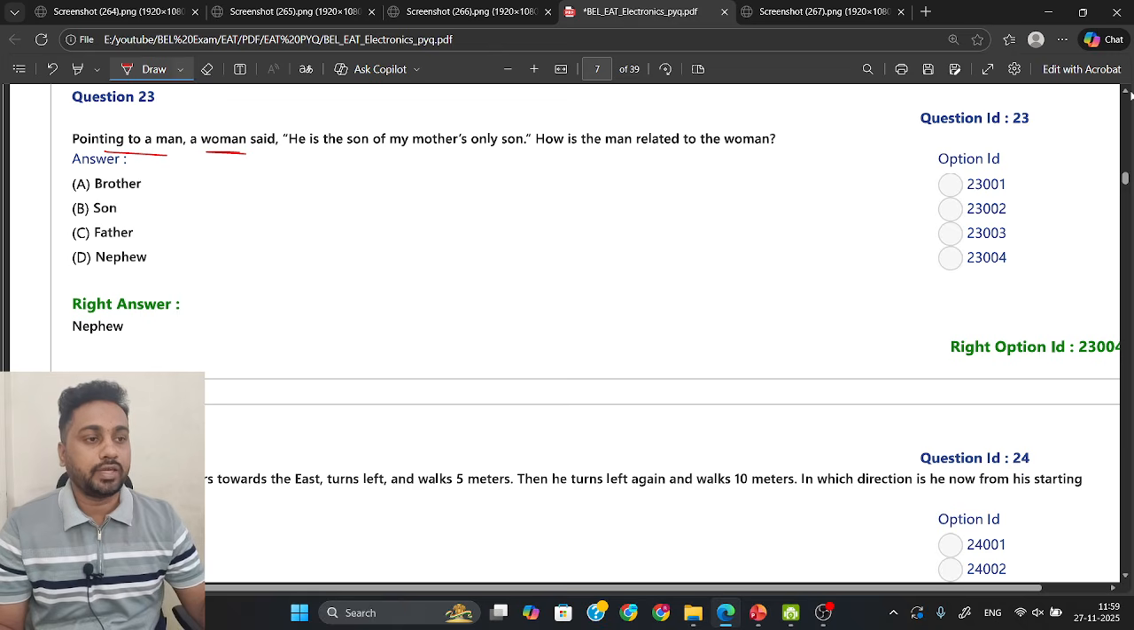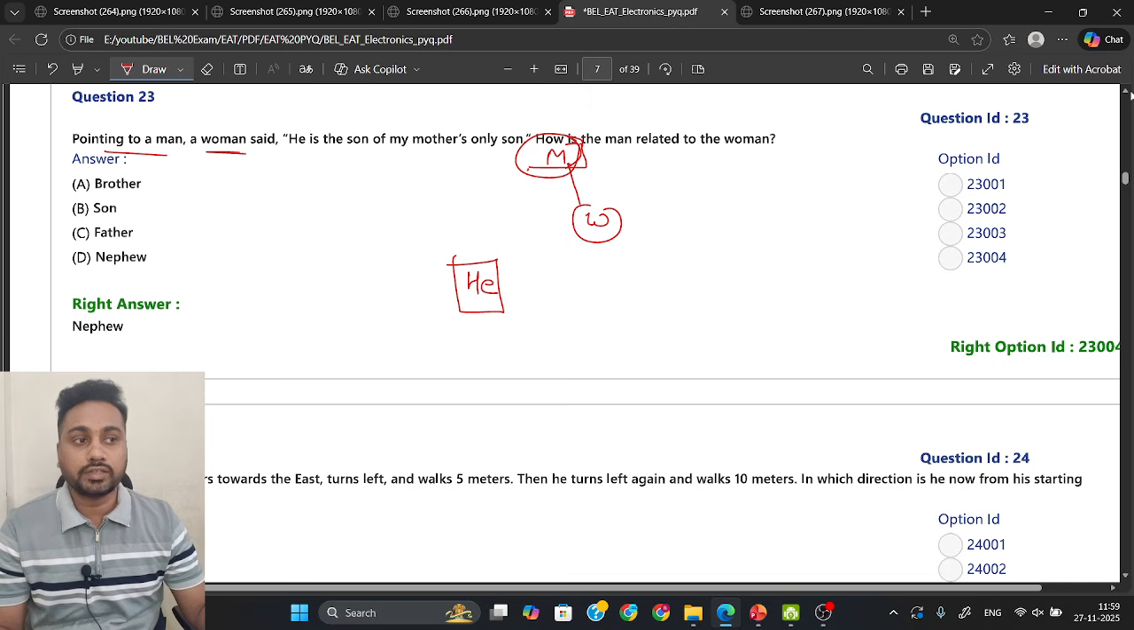Just a second, I will make you understand. He is here somewhere, and the woman is here somewhere. He is pointing that she is his mother. So he is the son of my mother's only son. So his mother has an only son. For that son, this one is a son. So you can say these two, this is the son and this is the daughter of a single mother. So both are brother and sister.